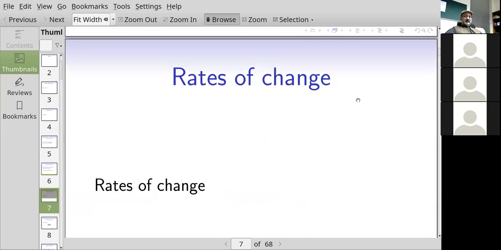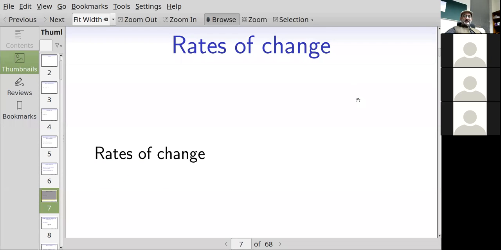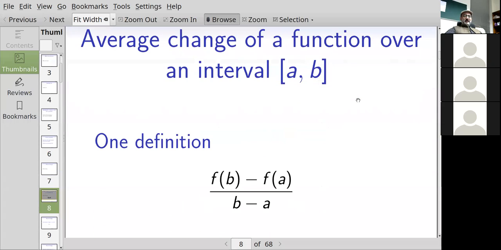Okay, so let's talk a little bit about rates of change. By average rate of change, what I mean is that you have a function defined on a closed interval from a to b. Then one way of defining the average rate of change is f(b) minus f(a) over the length of the interval, b minus a. Okay, so that's one way to define an average rate of change of a function over a closed interval from a to b.